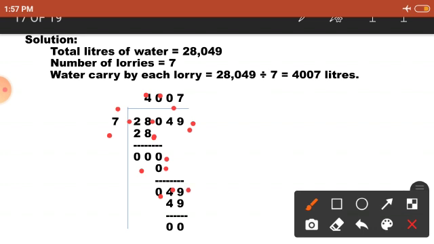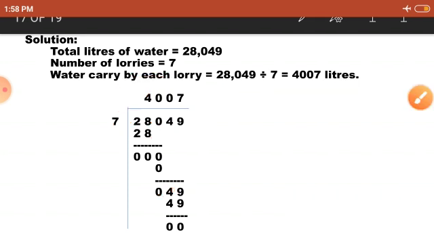Now it will become 49. So 7 sevens are 49. Subtract both of these numbers. 9 minus 9, you will get 0, and 4 minus 4, you will get 0. So the quotient is 4,007. So 4,007 liters is the answer.